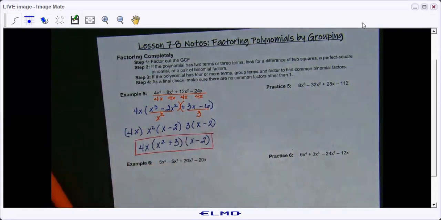Okay. One thing that you can do is if you end up factoring everything and you get down to the bottom and you realize that you didn't factor out a GCF that you should have, just factor it out at the bottom.